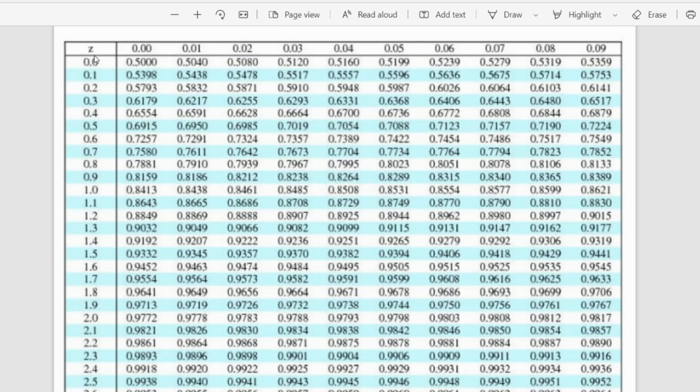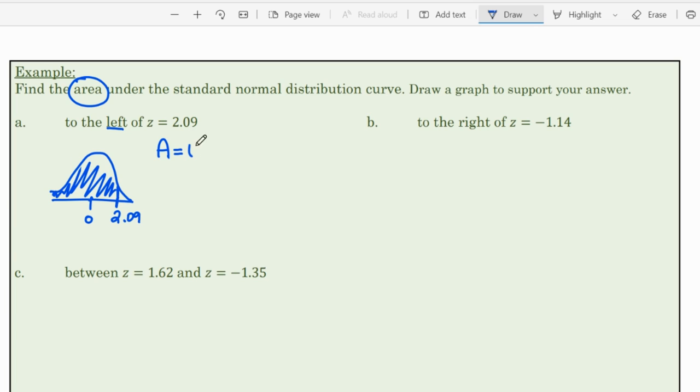So we're going to look down the left-hand side until we get to 2.0. And then we're going to look at the top. So let's get the pen real quick. So here's 2.0 and here's 0.09. Where they meet is my answer, 0.9817. What does that mean? That means that about 98% of the curve I have shaded.